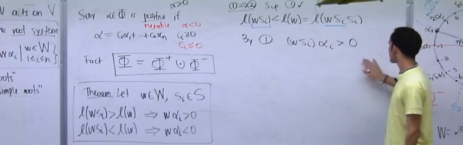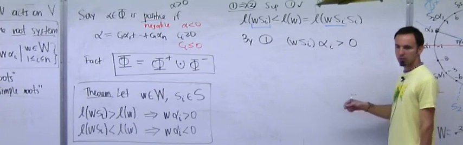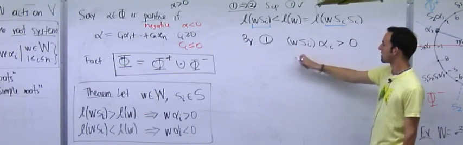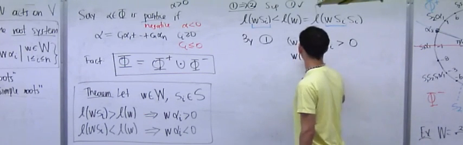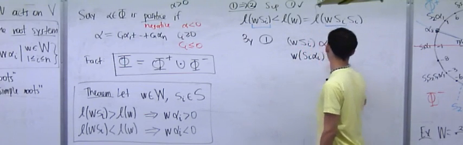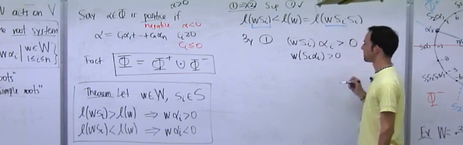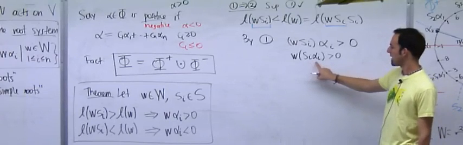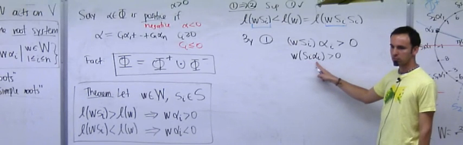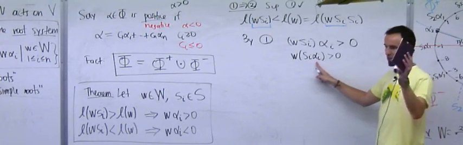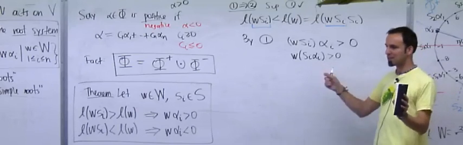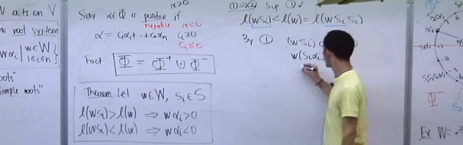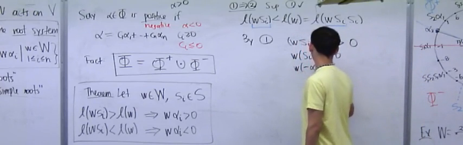Okay. What should I do now? Well, you see, I can redistribute here and say this is W of s_i alpha_i. But I know what s_i does to alpha_i, because s_i is the reflection across the hyperplane corresponding to alpha_i. So this thing exactly becomes negative alpha_i. Okay.